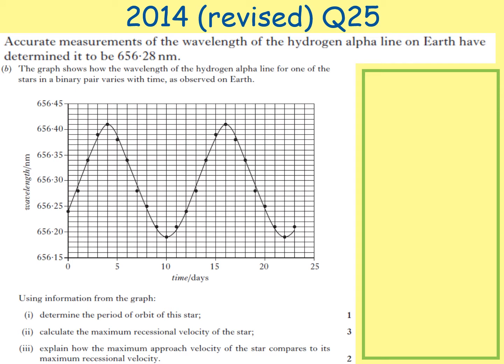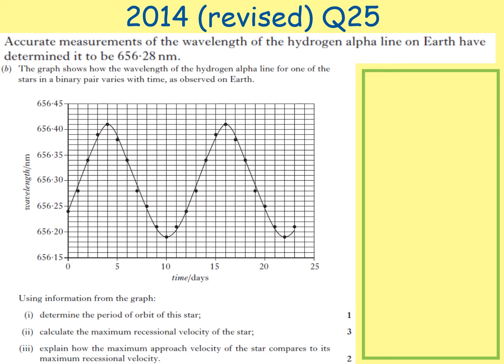Accurate measurements of the wavelength of the hydrogen alpha line on Earth have determined it to be 656.28 nanometers. The graph shows how the wavelength of the hydrogen alpha line for one of the stars in a binary pair varies with time, as observed on Earth. We can see this graph here. It's plotting wavelength in nanometers against time in days.